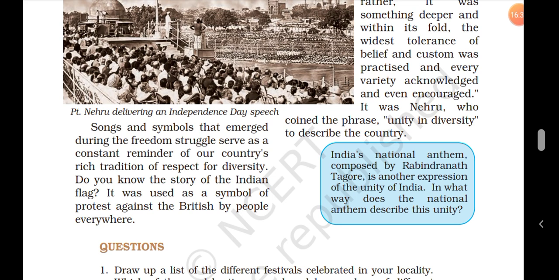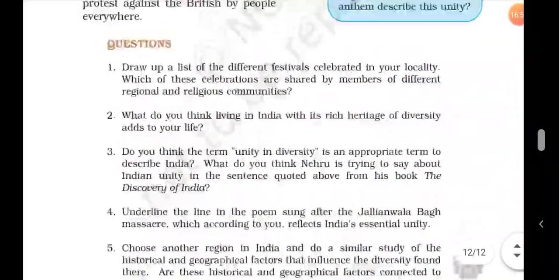Okay, and this song became a single symbol of our country. India's national anthem, composed by Rabindranath Tagore, is another expression of the unity in India, because you can see that every place's name is there in our country. And in what ways does the national anthem describe this unity?